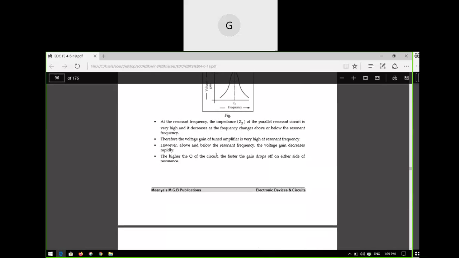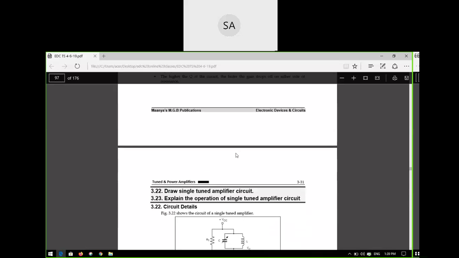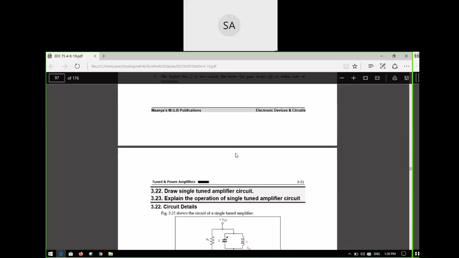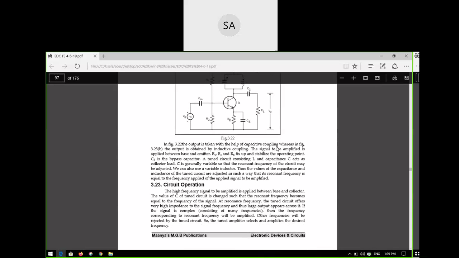What is the main difference between small signal and large signal tuned amplifiers? Small signal amplifiers amplify small signals. So it deals with small power levels in the case of small signal, while in the case of a large signal power amplifier, it deals with large powers. So what are the different types of small signal tuned amplifiers? Single tuned, double tuned, and staggered tuned amplifiers.